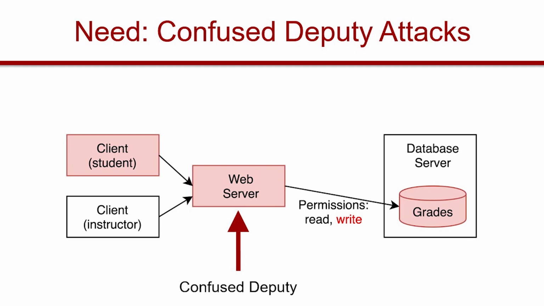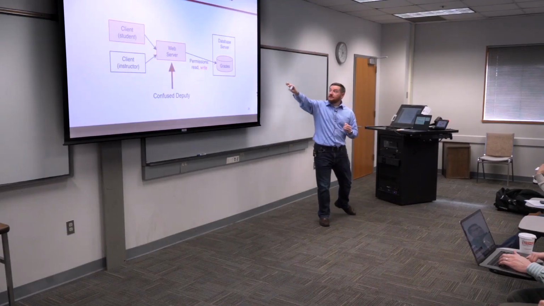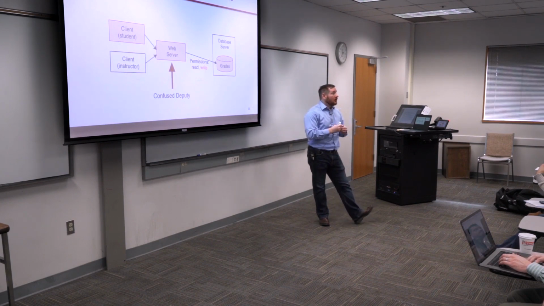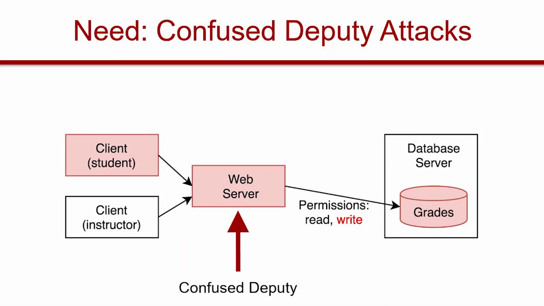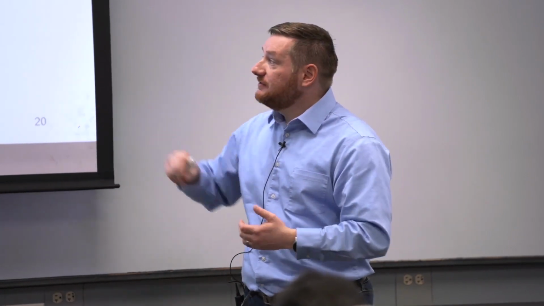So let's say that a client, in this case a student, finds a bug in my code for my web server. And now they're able to get privileges escalated on the web server. When that web server talks to the database server, they're able to do edits that they otherwise shouldn't be able to do. And the reason is because that web server is all powerful. It has the permissions of everybody who could possibly use it. And because of this, when the deputy gets confused, you have access violations.